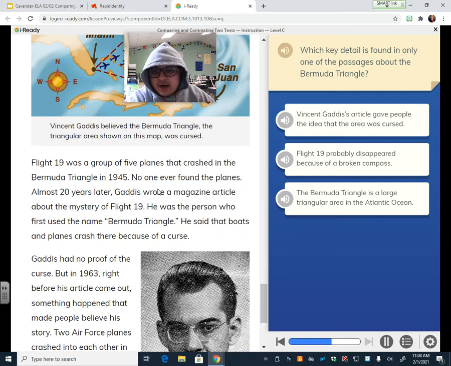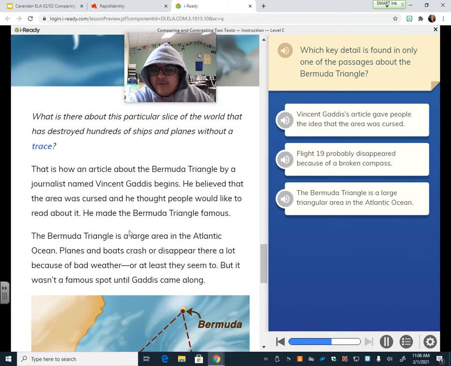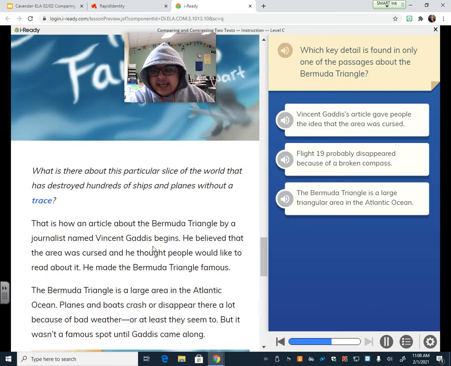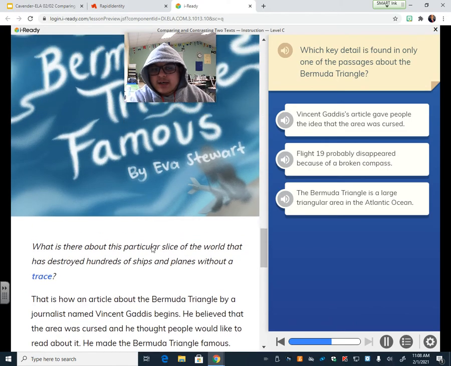Well, if we go up, he says here that planes probably crashed because of a curse. And it doesn't say anything else about a broken compass.